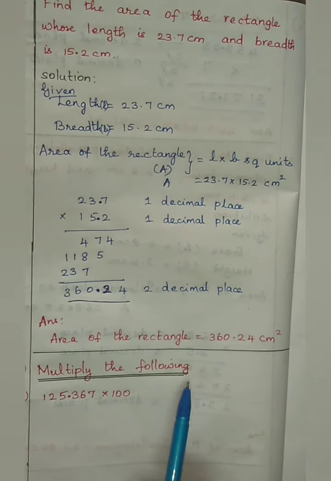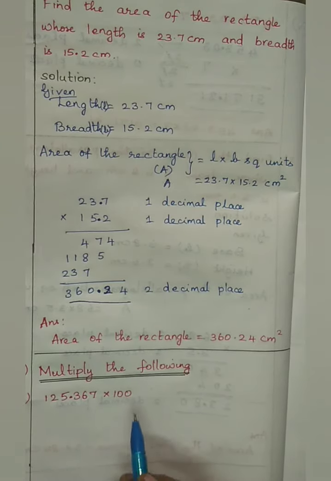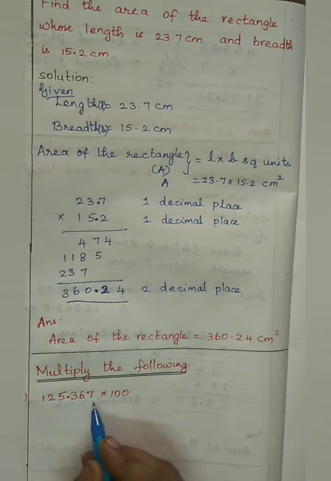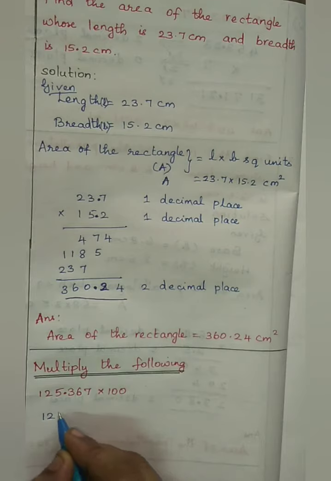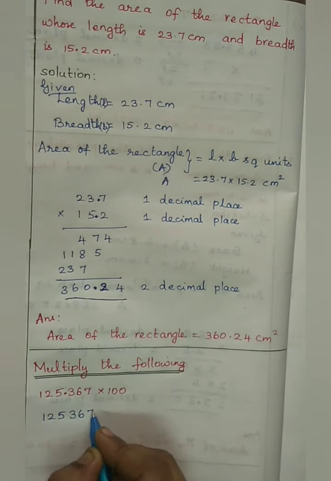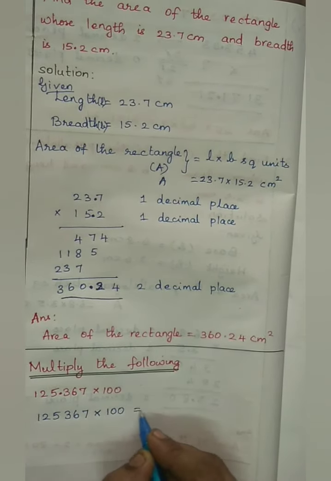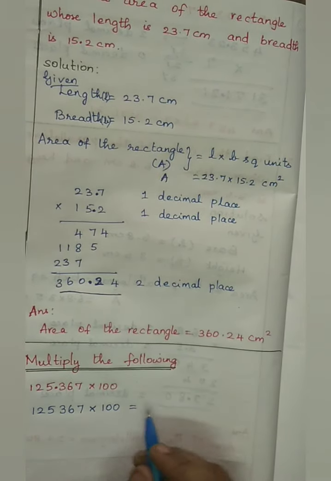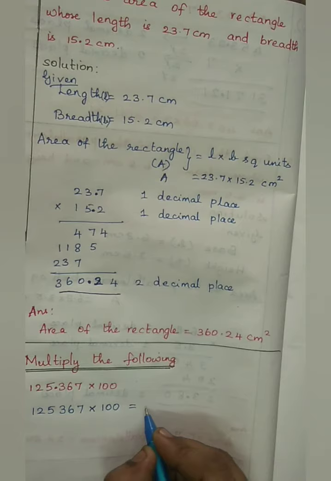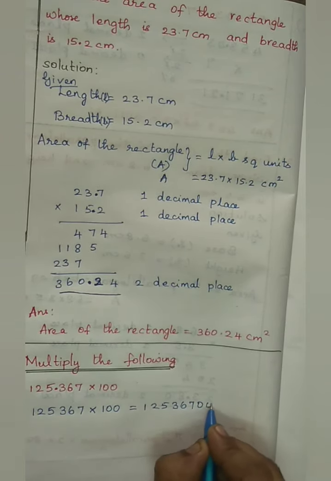Fourth problem, multiply the following. Third subdivision, 125.367 into 100. So in the next step you write the first decimal number without the decimal point. 1, 2, 5, 3, 6, 7 and the next number is a whole number. Write 100. Multiply. You know that any number when it is multiplied by 100, you will get the same digits followed by 2 zeros. Isn't it? So write the first number and put 2 zeros after 7.